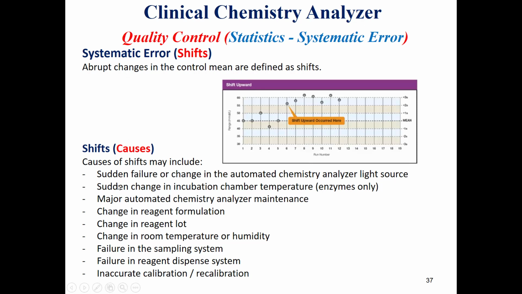of shifts, we should have a sudden failure or a change in the automated chemistry analyzer light source, a sudden change in the incubation temperature chamber, or major automated chemistry analyzer maintenance. So when we perform a major maintenance for the analyzer, this could result in a shift, or shift systematic error. Also a change in the reagent information and reagent lot and so on.